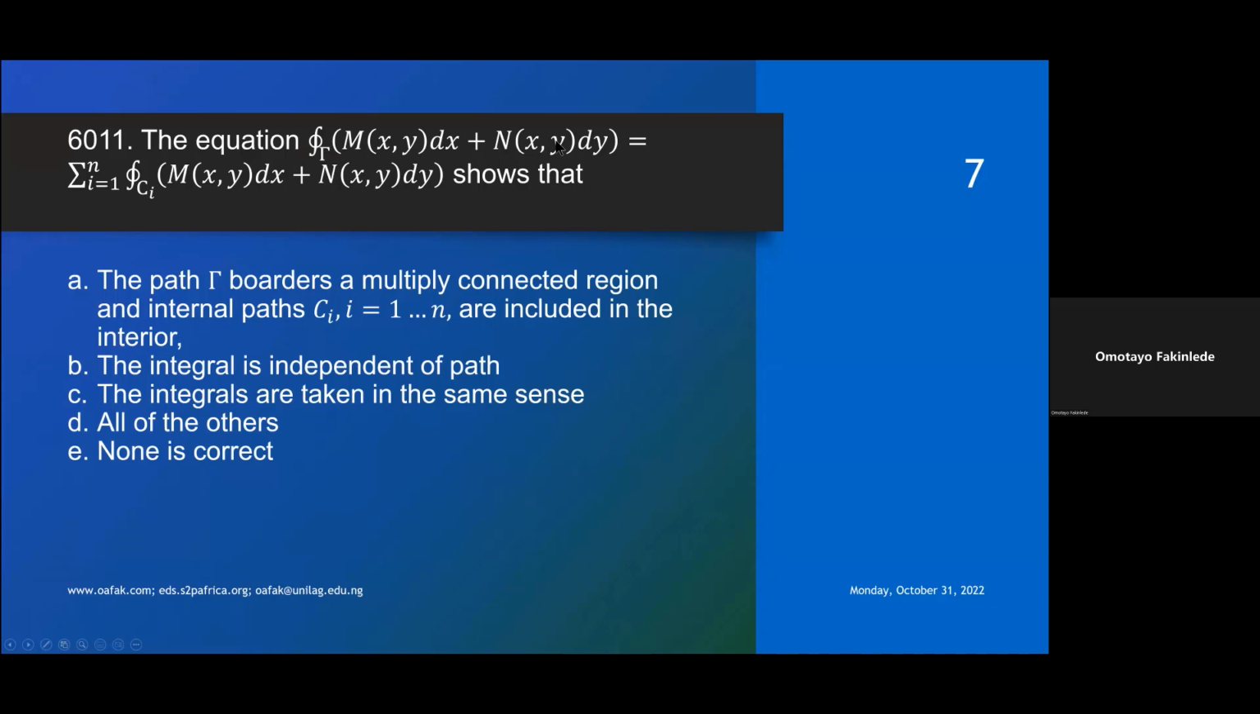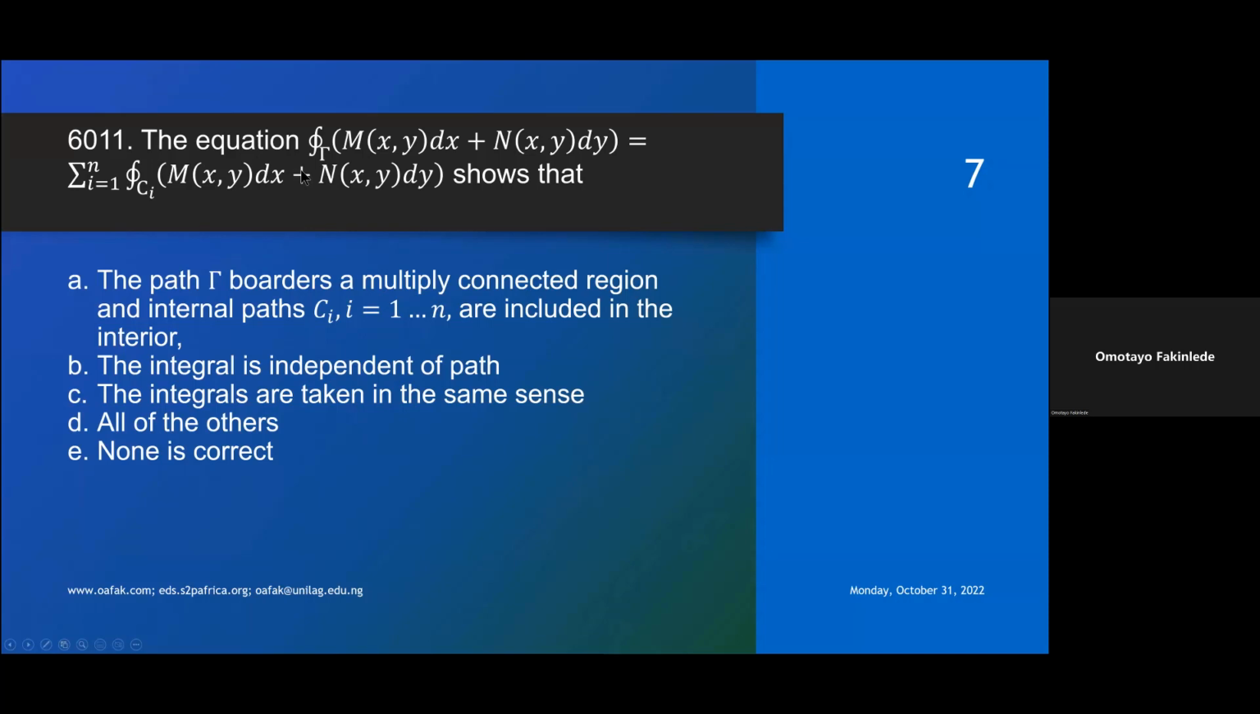Stokes theorem for a multiply connected region. I will correct this later, but I'm thinking that the answer here actually ought to be D, not A, because this equation shows that the path integral borders a multiply connected region.